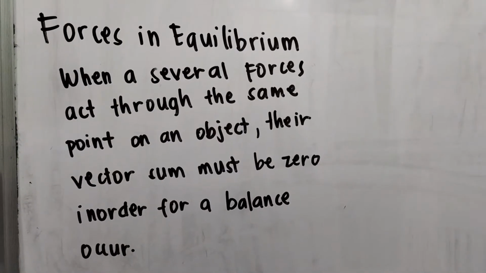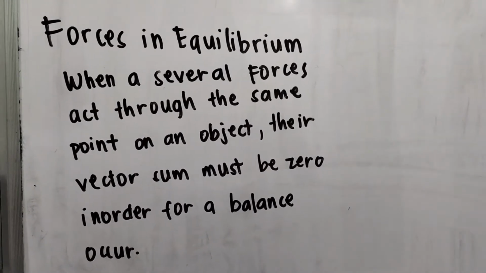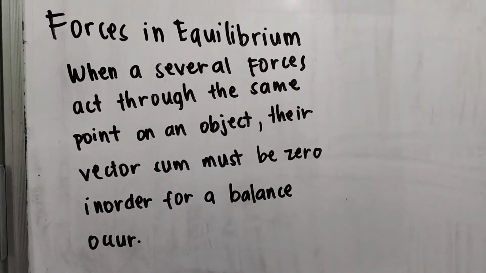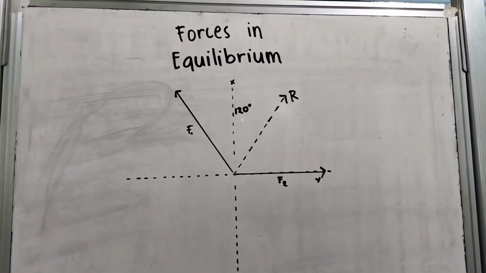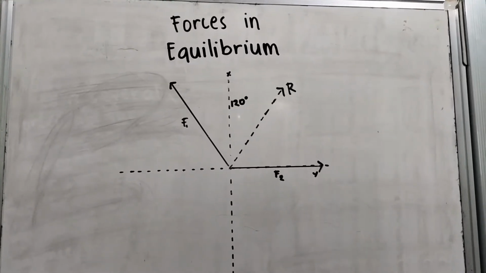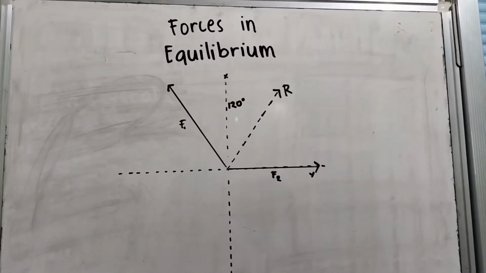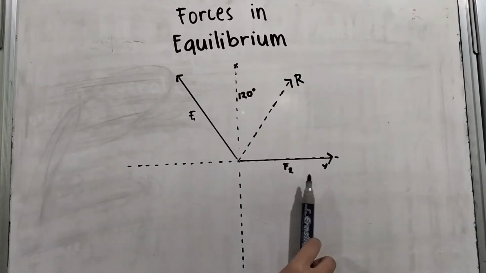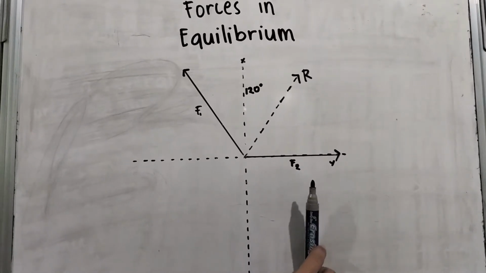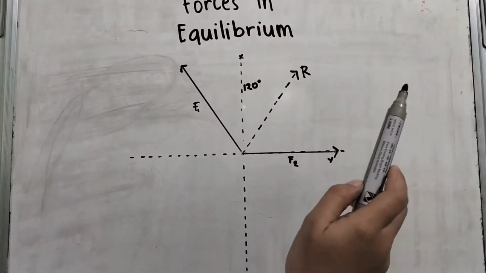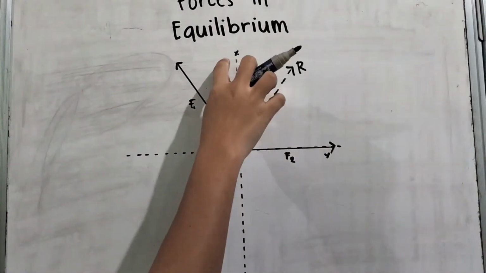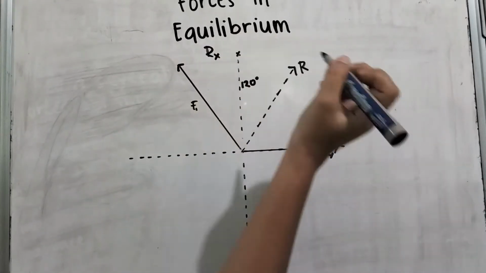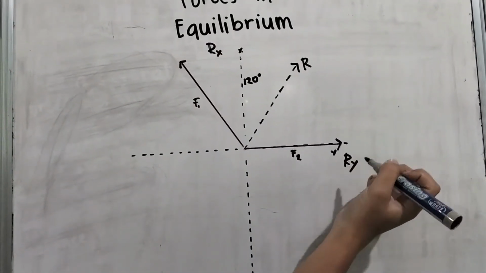Forces in equilibrium. When several forces act through the same point on an object, their vector sum must be 0 in order for a balance to occur. Example is, let's take this graph as an example. So, this one will serve as the force 1 and this will be the force 2. In this problem, we will find the R. So, in this x and y, let's consider this as Rx and Ry.